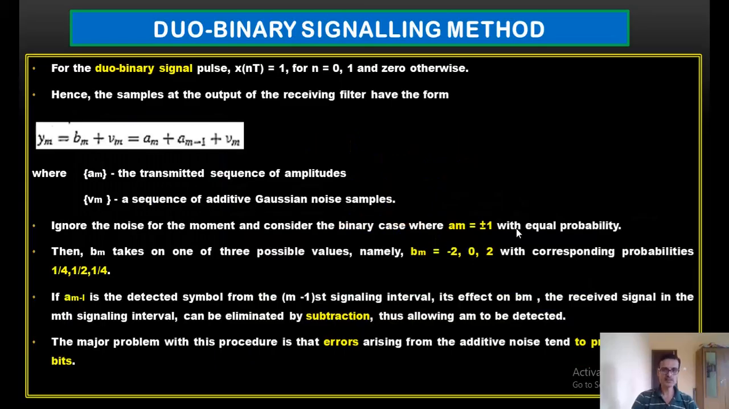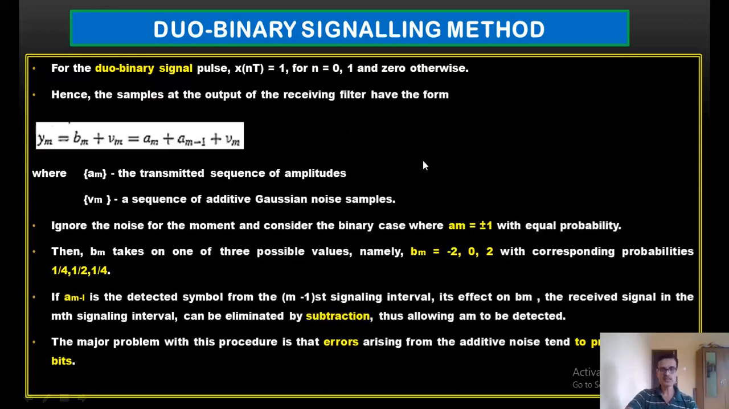Now, coming to the first method, that is the DuoBinary signaling method. As we have seen, the DuoBinary signaling method is a method where x(nT) is equal to 1 for n equal to 0 and 1. That means for two symbol intervals you can have x(nT) equal to 1. So we have introduced interference, or ISI, into the particular symbol here. The two consecutive bits are allowed to interfere in a controlled manner. So in the presence of this, how can we detect the symbols? Let us understand that in this topic.